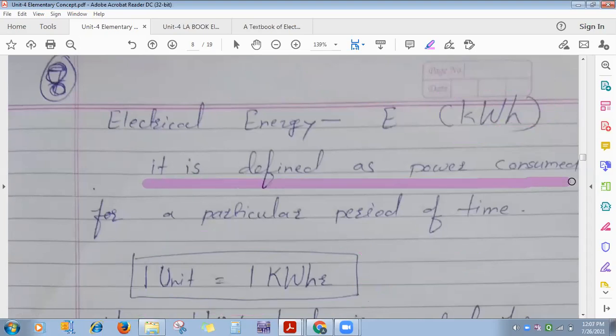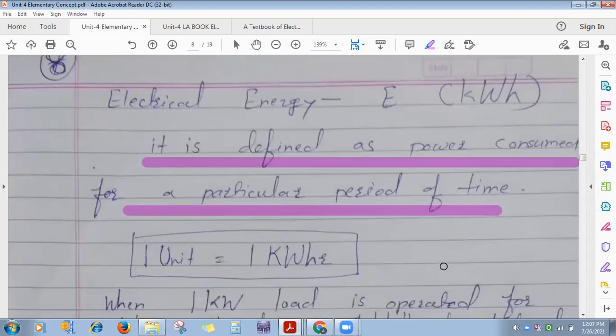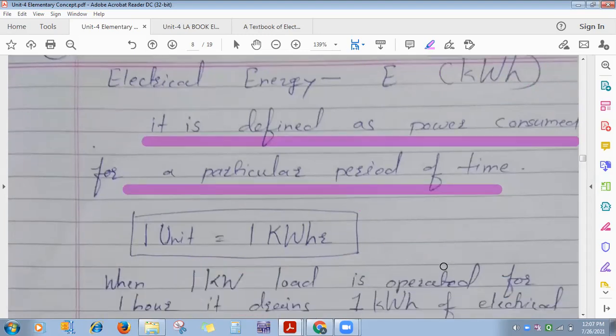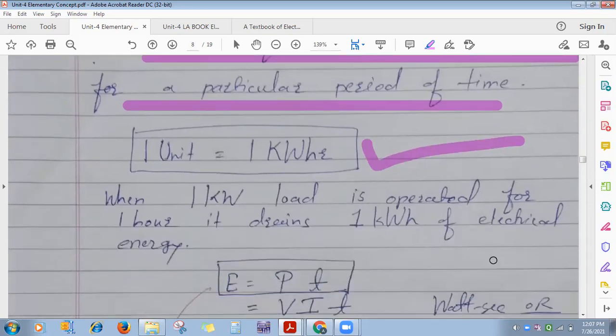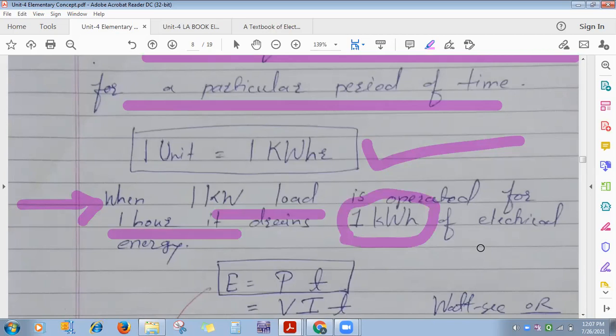The definition you can see here: it is defined as the power consumed for a particular period of time. It means the energy meter displays power consumed by the consumer over 1 week, 1 month, 1 year, like this. So the energy meter's display is in kilowatt hour. Whenever you operate a 1 kilowatt load, a load with power specification 1 kilowatt, for 1 hour, then we can say the energy consumed by that instrument is 1 kilowatt hour.